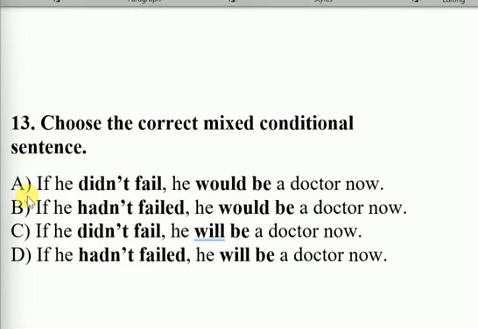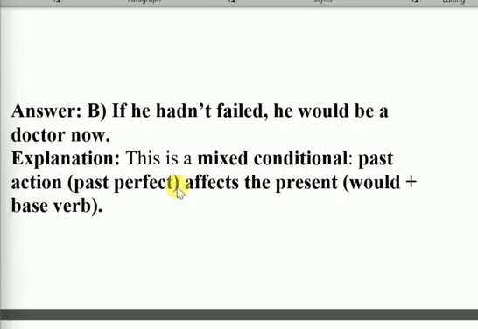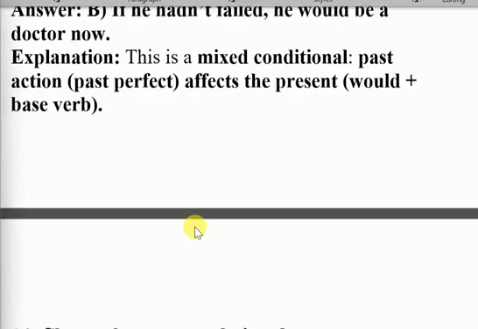13. Choose the correct mixed conditional sentence. A. If he didn't fail, he would be a doctor now. B. If he hadn't failed, he would be a doctor now. C. If he didn't fail, he will be a doctor now. D. If he hadn't failed, he will be a doctor now. Answer. B. If he hadn't failed, he would be a doctor now. Explanation. This is a mixed conditional: past action, past perfect, affects the present, would plus base verb.